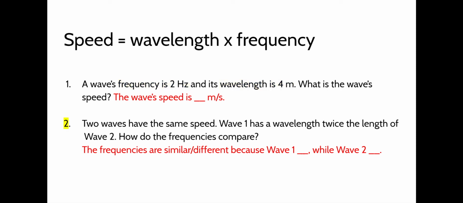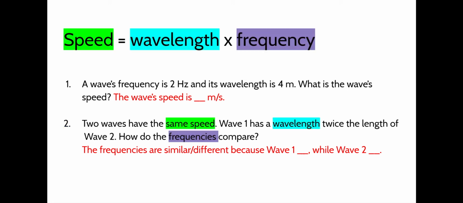Let's look at number 2. Two waves have the same speed. Wave 1 has a wavelength twice the length of wave 2. How do the frequencies compare? It has a sentence frame that we can choose to use.